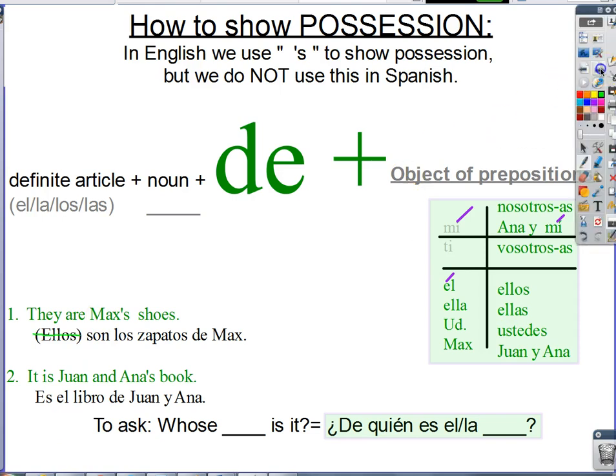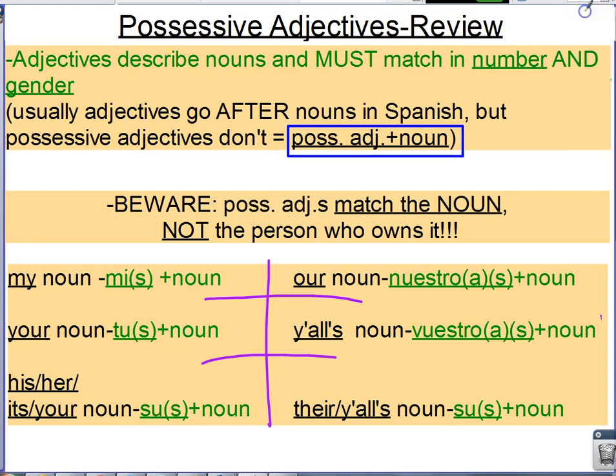Moving on, we reviewed the fact that adjectives describe the nouns and they must match in number and gender. And while usually you would say book red, with regular adjectives, these adjectives do not go after the noun. This, you should have had a box around in your notes, is the package deal. You have your possessive adjective plus your noun. And here are your choices.